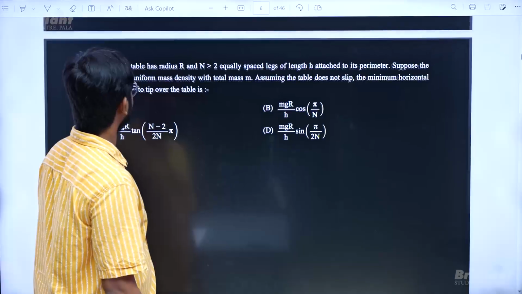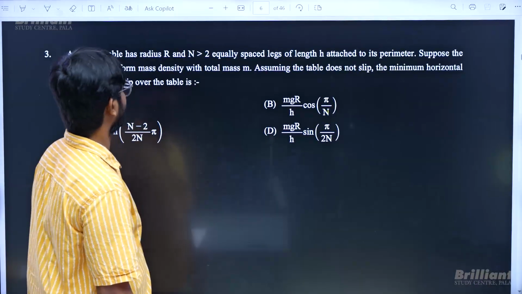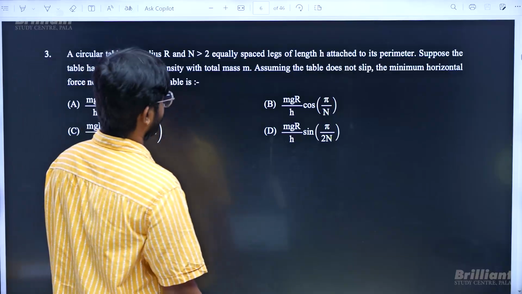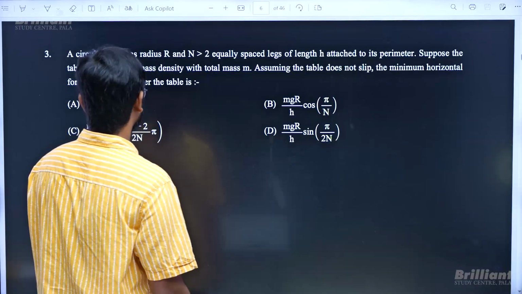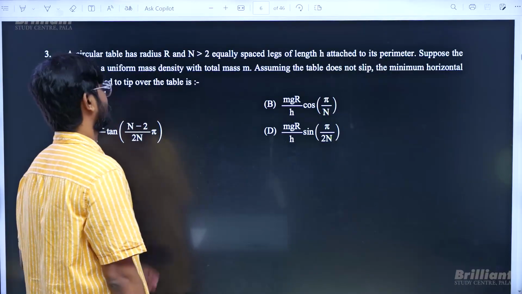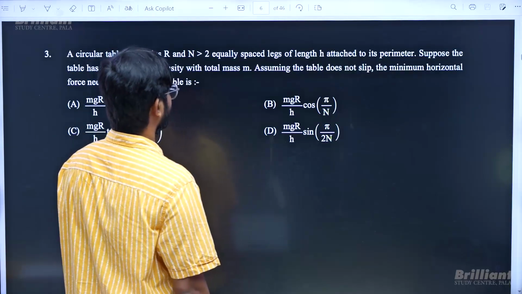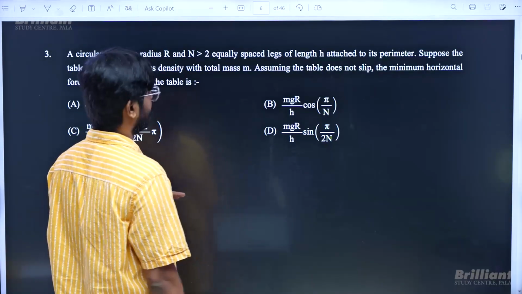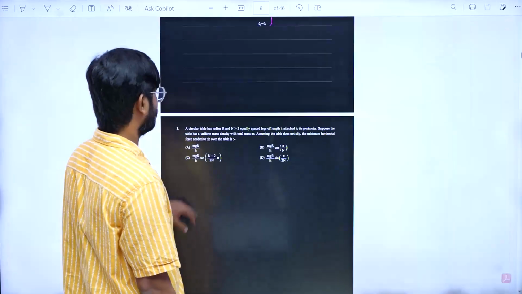A circular table has radius R and N greater than 2, equally spaced legs of length H attached to its perimeter. Suppose the whole table has a uniform mass density with total mass M. Assuming the table does not slip, find the minimum horizontal force needed to tip over the table.